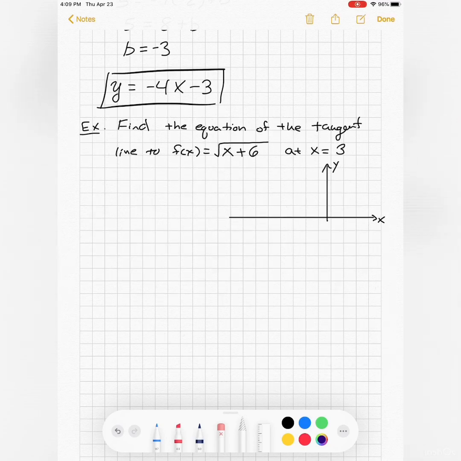Here's another one. Find the equation of the tangent line to the function f of x is square root of x plus 6 at x equals 3. Okay, I guess I'll start by graphing the function. It's a root function shifted left 6. Need to move this again, huh?